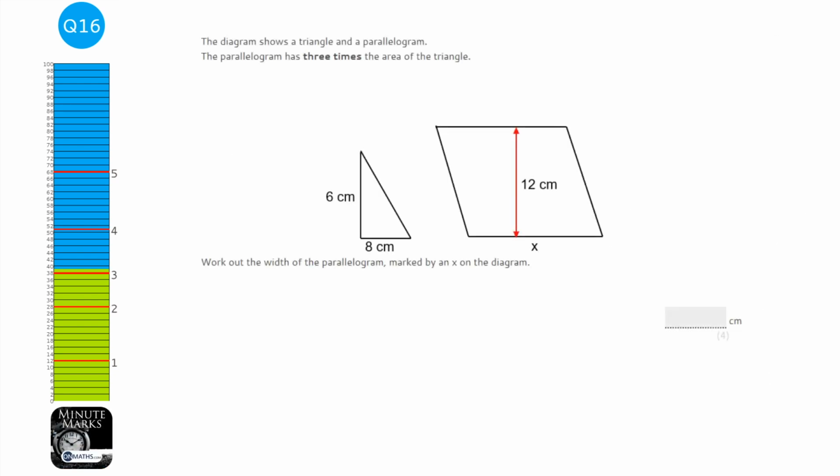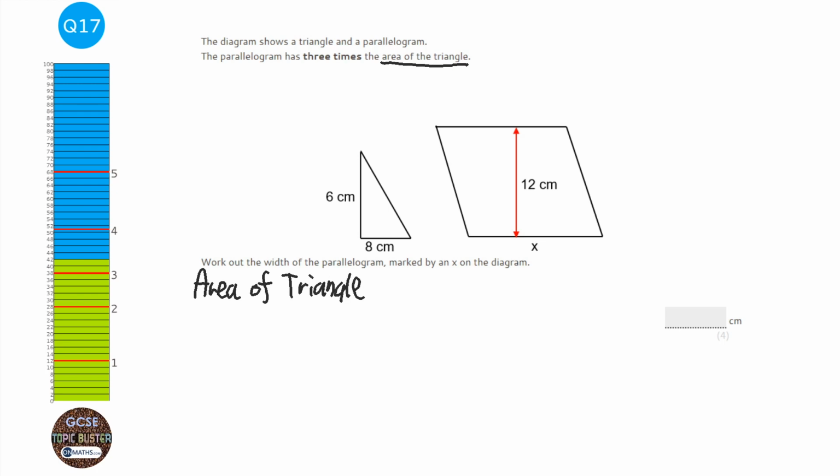Okay, so with this question there are quite a few steps we've got to go through. It gives us some information about the parallelogram, that the area is 3 times the area of the triangle. So it looks like the place to start is the area of the triangle. It's really important for these types of questions to be really clear to the examiner what you're trying to work out.